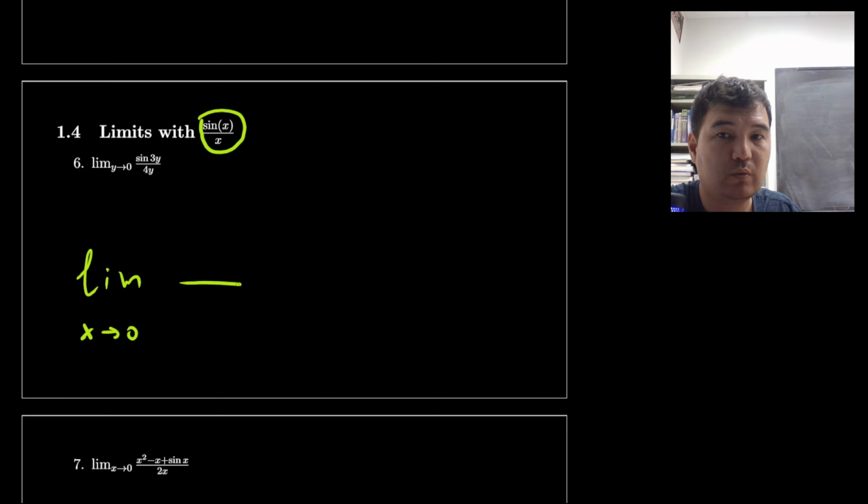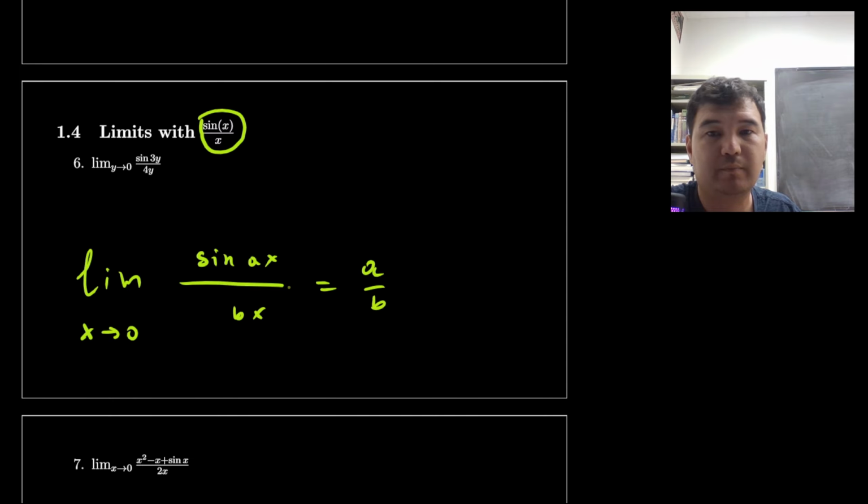As x goes to 0, sine ax over bx is always equal to a over b. So basically sine x over x will be approaching 1 if it has some constant numbers in front of them. It will be the ratio of these two. So in this problem, the limit as y goes to 0 of sine 3y over 4y will be approaching 3 over 4.